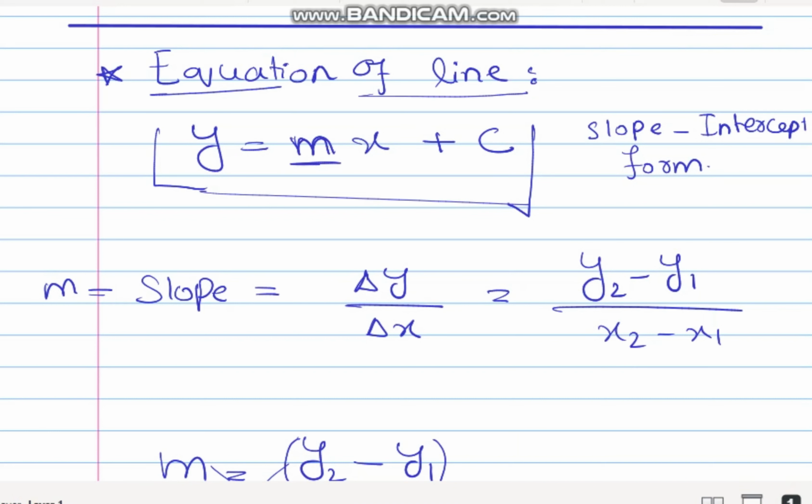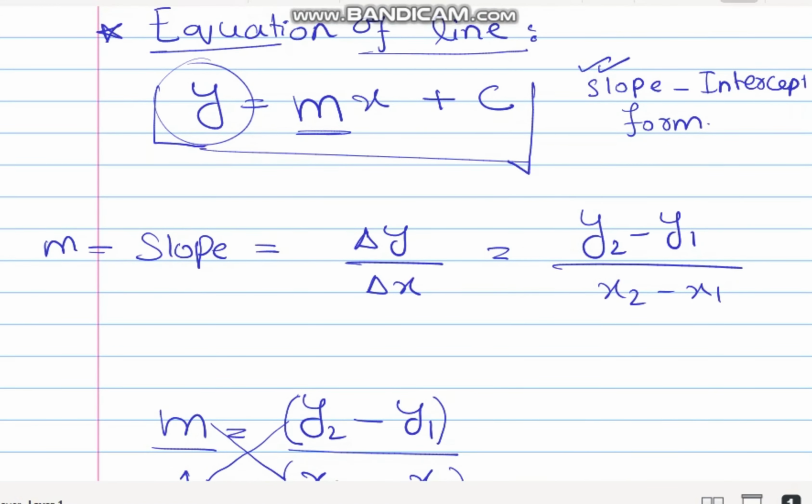Do you know m is slope? Yes, m is present here. Let me write the m carefully. This is called the slope intercept form. Why? Because slope is present here, and intercept is present here. What is intercept? This is called intercept. That's why this is called the slope intercept form. Now, do you understand that?